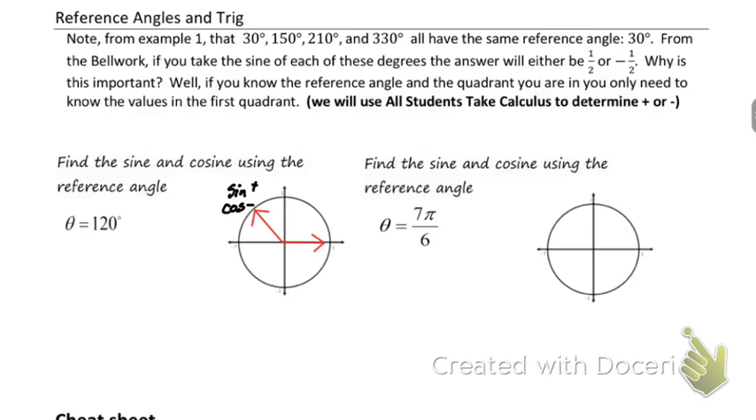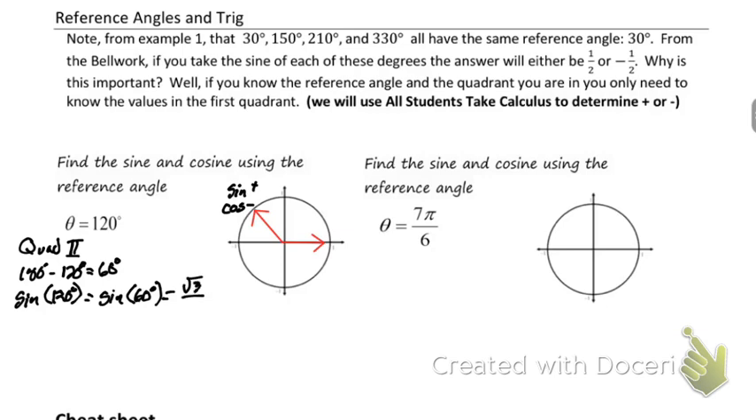Now all we have to do is figure out what the reference angle is. Once again, 120 is in quadrant 2. Quadrant 2 tells us to do 180 minus our angle, which is going to equal 60 degrees. So the sine of 120 is going to equal the sine of 60 degrees. Now 60 degrees is that third tick mark. So for sine, the nice thing is that third angle is going to be our square root of 3 over 2. So that's our sine value.